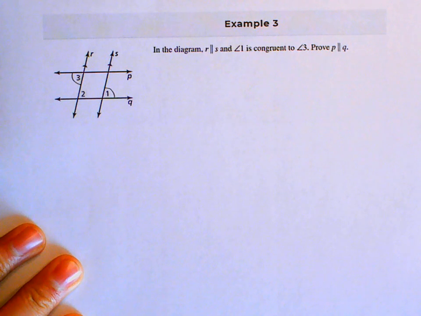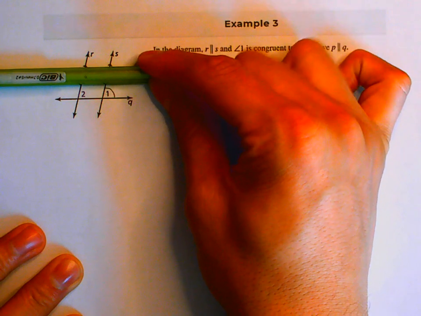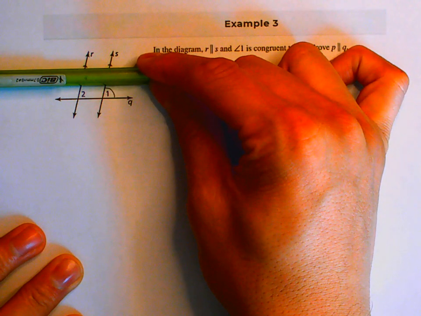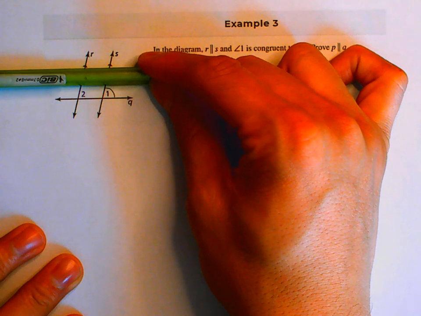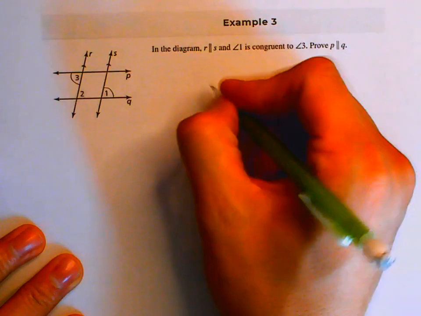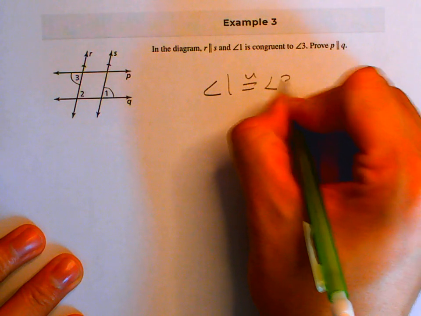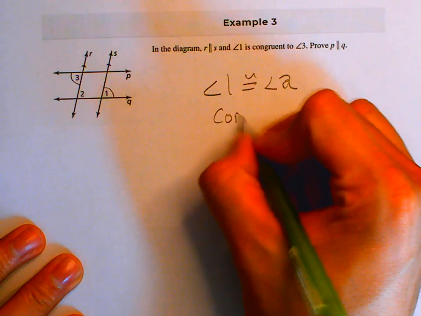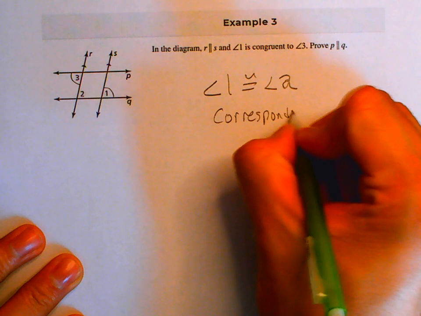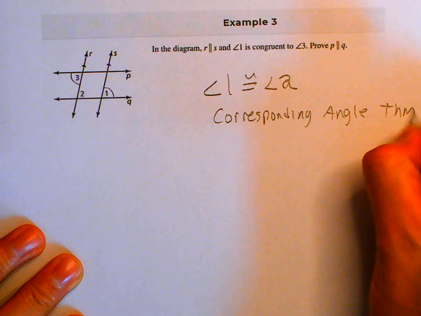If you kind of ignore this line right here, you see that those two lines right there are parallel, cut by a transversal. So the relationship between angle 1 and angle 2 is that they're corresponding and congruent. So angle 1 is congruent to angle 2. And why? What's the reason? Because of the corresponding angle theorem.